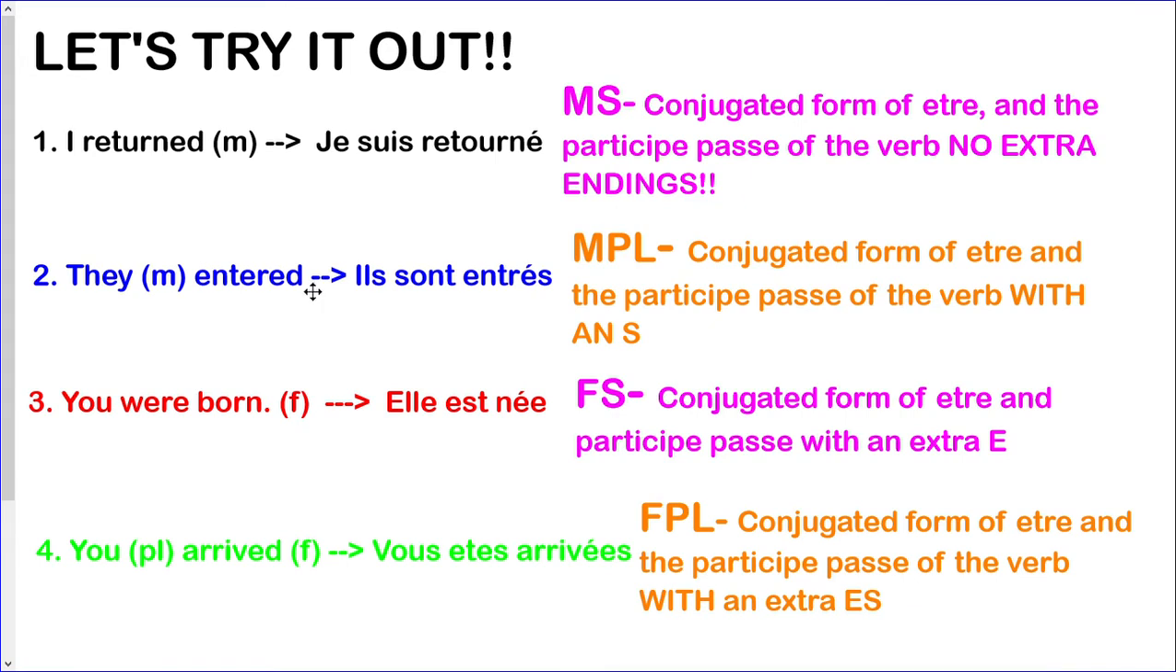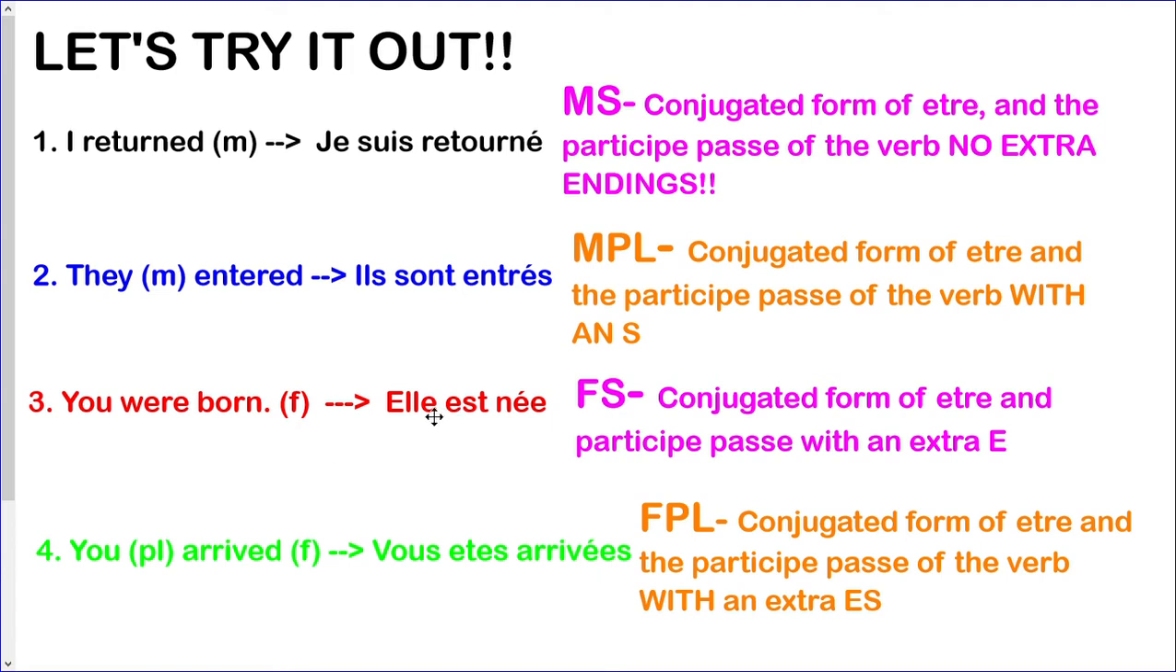All right, number two, they masculine entered. Ils sont entrés. This is a masculine plural sentence. Conjugated form of être and the participe passé of the verb with an S. There's more than one person doing it, but they're male, so no E's at all, just the participe passé plus an S.